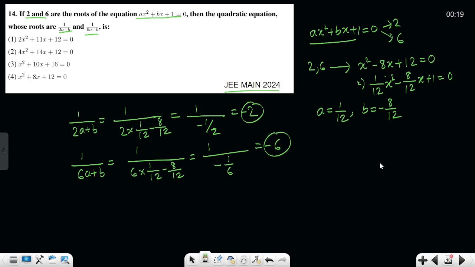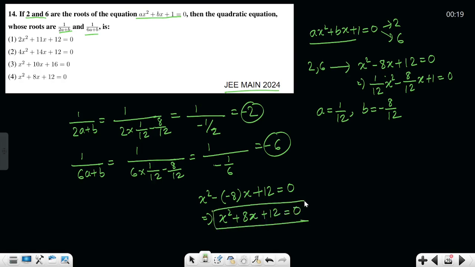Now we will find the equation whose roots are minus 2 and minus 6 simply. Okay, so let us do it. This is x square minus (alpha plus beta) into x, where alpha plus beta is equal to minus 8, so plus 8x, right? Plus alpha into beta, which is equal to 12, plus 12 is equal to 0. So our equation is x square plus 8x plus 12 equal to 0. This is our equation. So our correct option is option number 4.